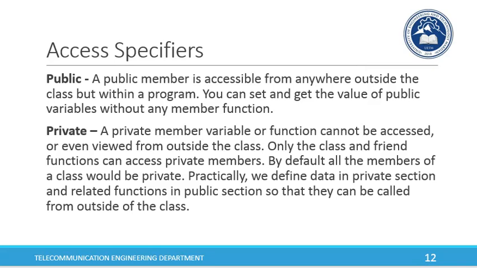But for private, a private member variable or function cannot be accessed or even viewed from outside the class. Only the class and friend functions, so here we will use friend functions for it, can access private members. By default, all the members of the class would be private. If you write private or not, by default it will be private.